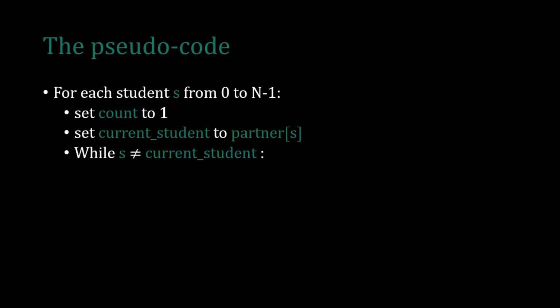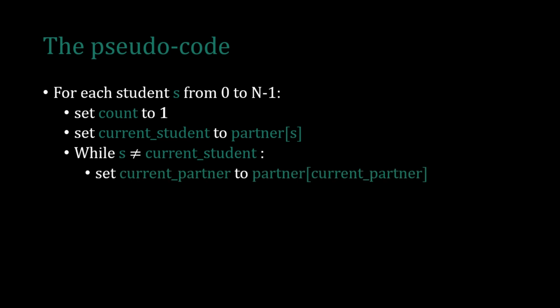Then we're gonna use a while condition. So while S is not equal to current student. So for example, if the person gives a book to himself, then his partner is himself. So the while condition won't be called. This is actually the point of this algorithm.